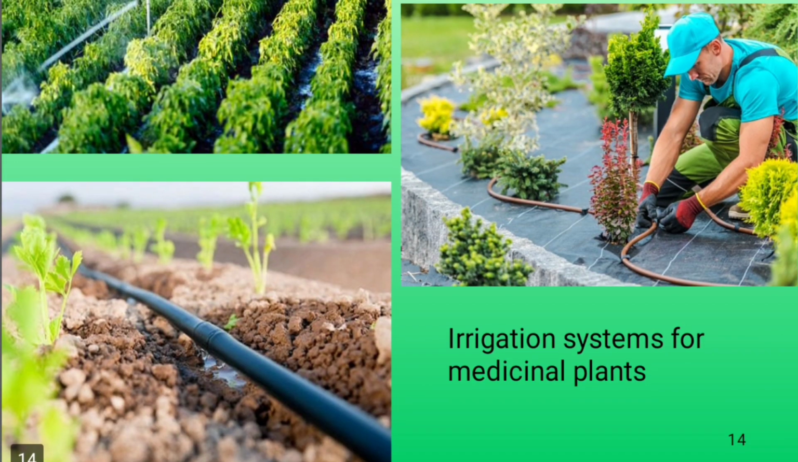Here you see in this diagram, this is a modern irrigation technology, that is sprinkler irrigation technology, drip irrigation, and this is a need of the time to adopt modern, up-to-date, advanced, smart agricultural techniques, that is, smart agricultural practices for production of the medicinal plant in the field.